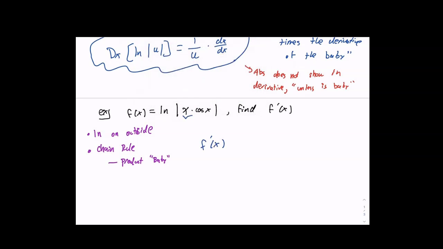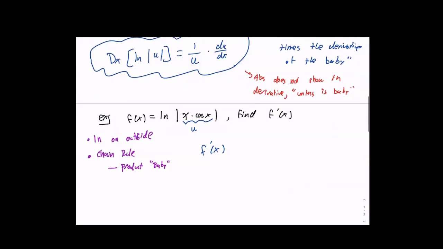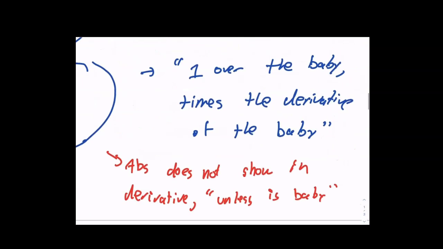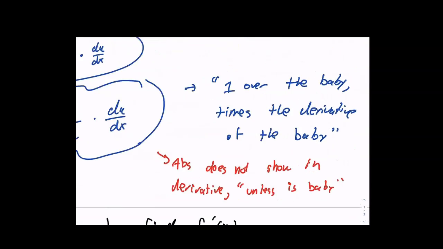This whole thing right here, I can consider my u. That's my whole baby. So using the rule that's right above there, and like I said, you just got to follow the rule. And I wrote right here, if you just remember the statement, 1 over the baby times the derivative of the baby.